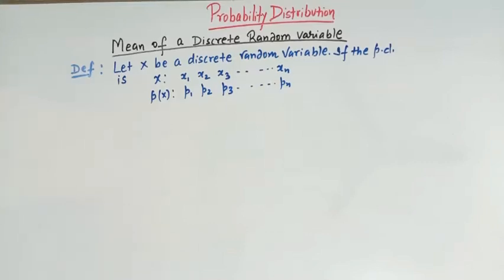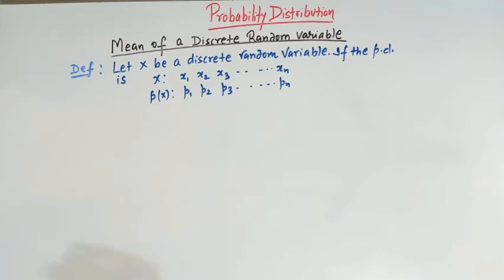Hello viewers, in our previous videos we have discussed the concept of probability distribution, and then we have discussed the concept of a random variable, and in today's lecture we are going to take up the concept of mean of a discrete random variable. For those viewers who have not watched the previous videos, they can watch them, and let us start our discussion.